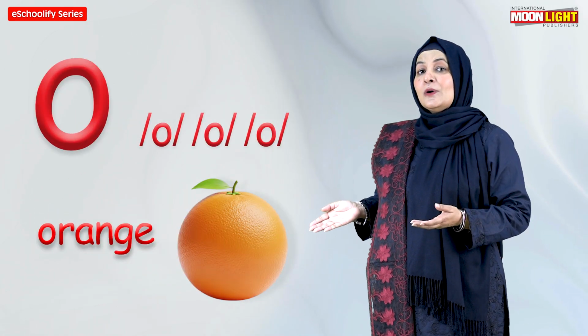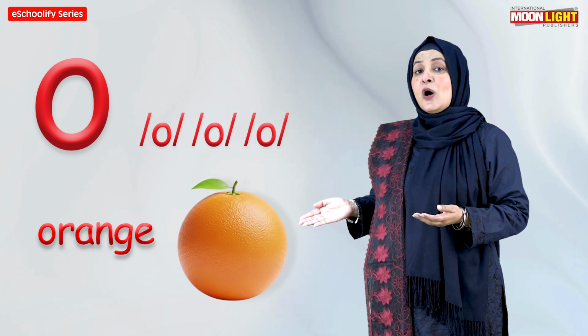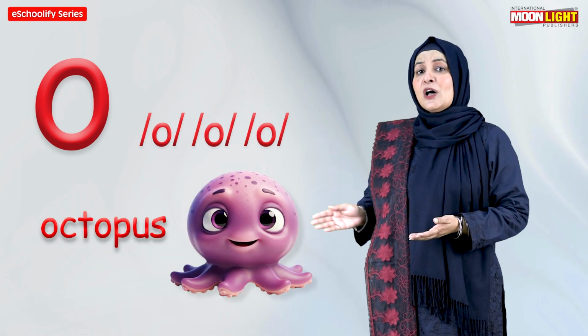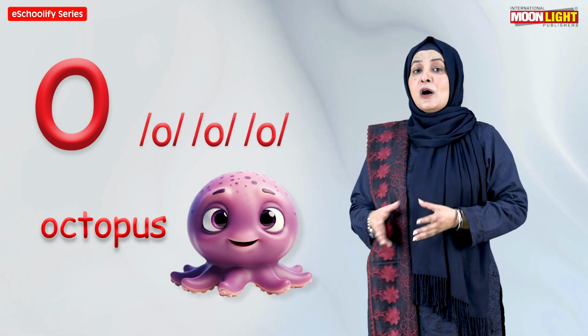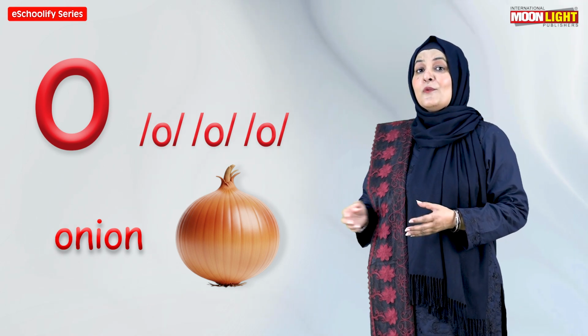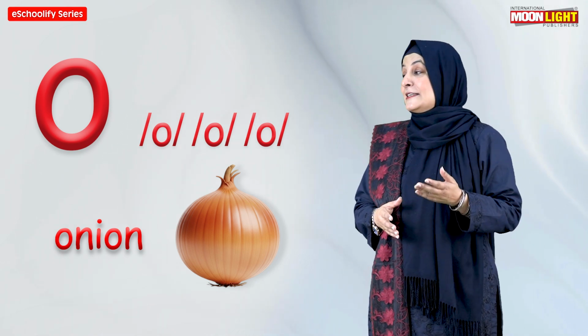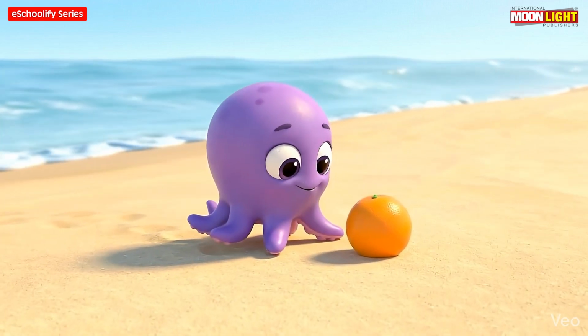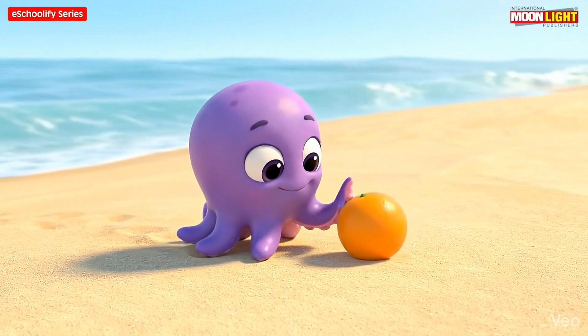Orange. O is for orange. O, O, O. O is for octopus. O, O, O. O is for onion. O, O, O. Very good. Now the octopus found an orange on the beach.